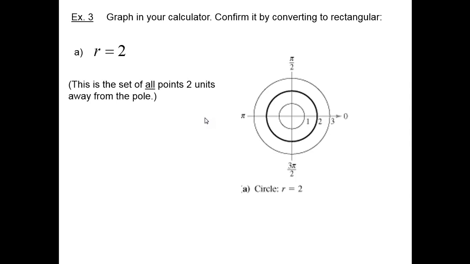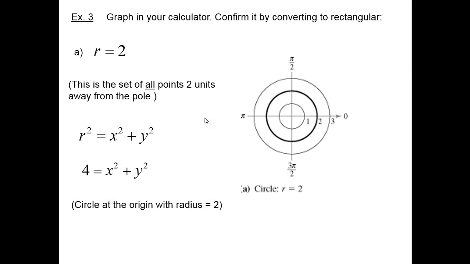If we were to convert this back to Cartesian, remember that r squared was equal to x squared plus y squared. So those 4 formulas we had earlier, you're going to want to memorize those. So that means that 4 is equal to x squared plus y squared. And think about it, this is a circle centered at the origin with a radius of 2.